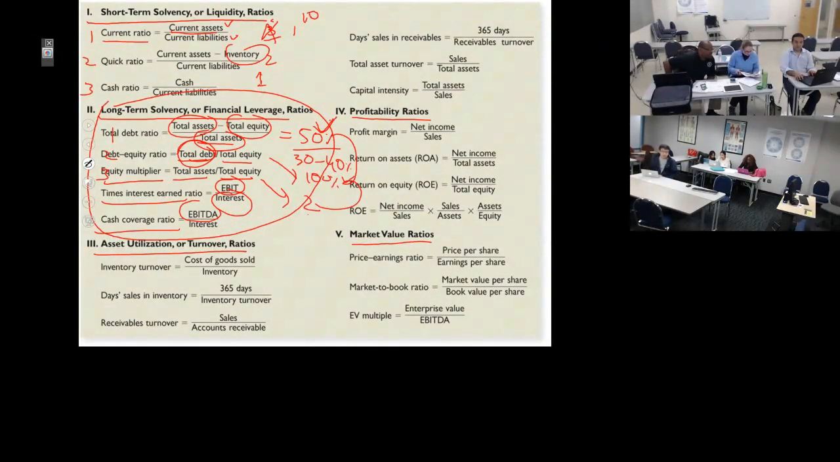So the first one is total assets. Total debt ratio equals total assets minus total equity, divided by total assets. What is total assets? These are assets right here from this sheet. Total assets is 249,772. Minus the equity.